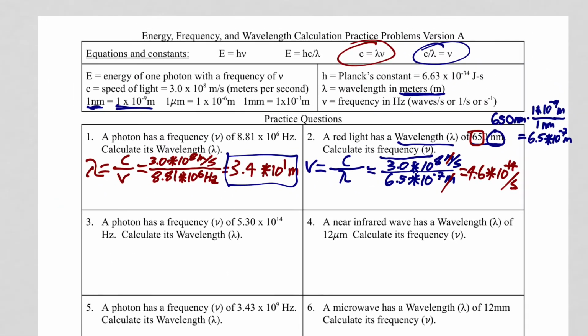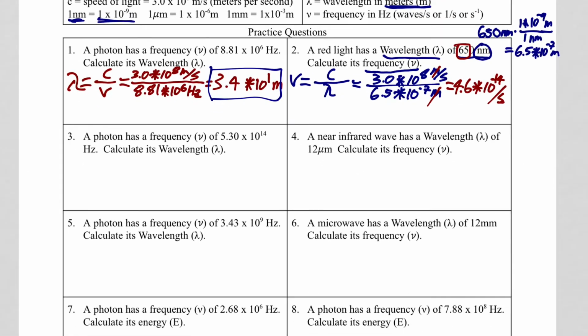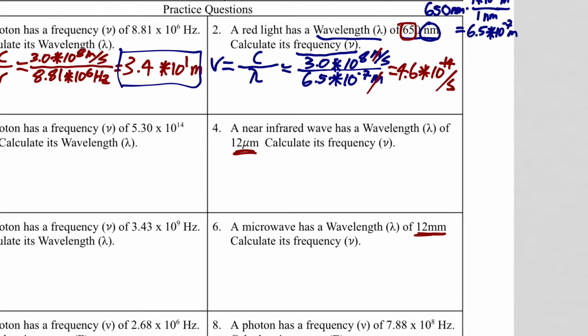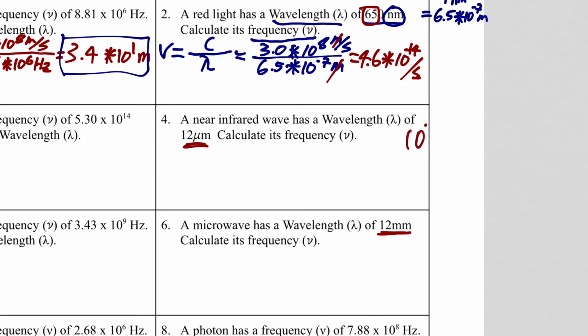For the first question through the sixth question, it's all very similar. You will need to convert micrometers into meters, and millimeters into meters as well. Again, micrometers is 10 to the -6th meters, and millimeters is 10 to the -3rd meters. All right.